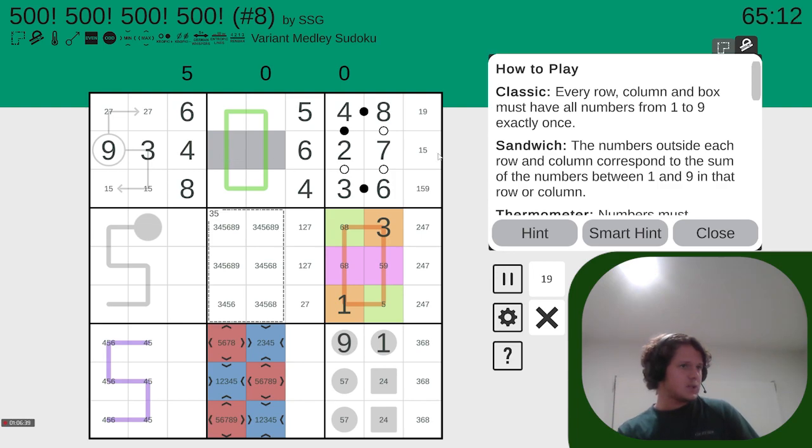1, 5, 8. And the 5 can't go anywhere here. Can 8 be next to a 3?